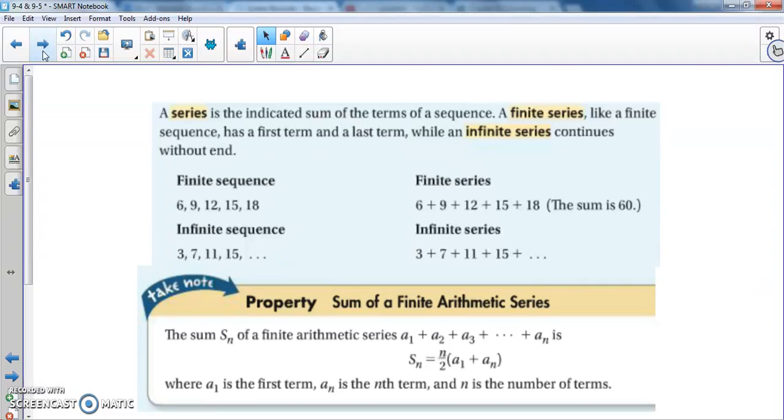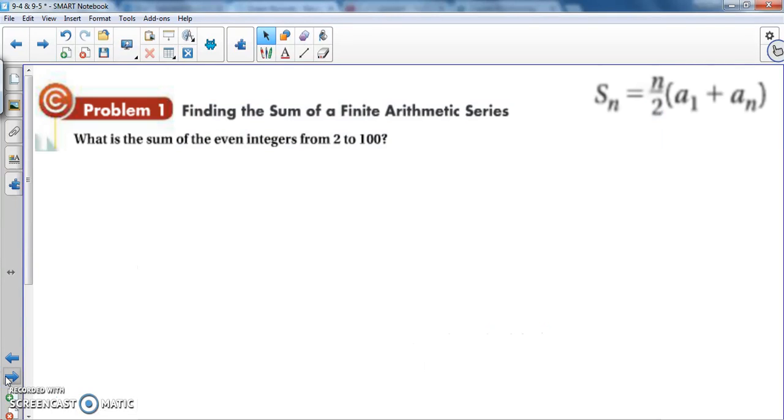So we can find the sum of a finite arithmetic series. The sum S sub n of a finite arithmetic series, a sub 1, a sub 2, all the way to a sub n, is equal to n divided by 2 times a sub 1 plus a sub n, where a sub 1 is the first term, a sub n is the last term, and n is the number of terms. So what is the sum of the even numbers from 0 to 100?